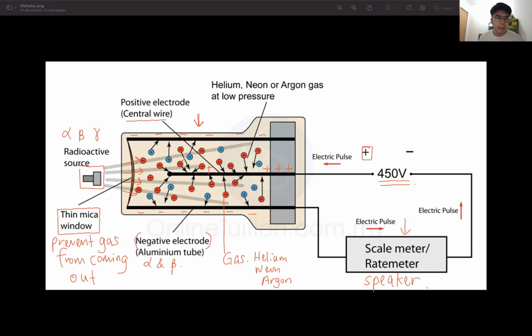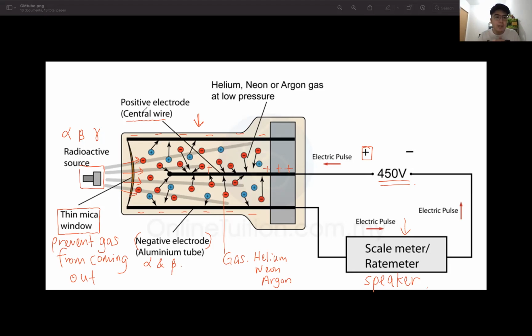Ionize means that they make the gas molecule inside become an ion. Then these electrodes will attract the ions. Once it ionizes, it's like they knock the electron off the molecule, and the molecule becomes positively charged. And then that molecule becomes an ion, right? From an atom, it becomes a positively charged ion.